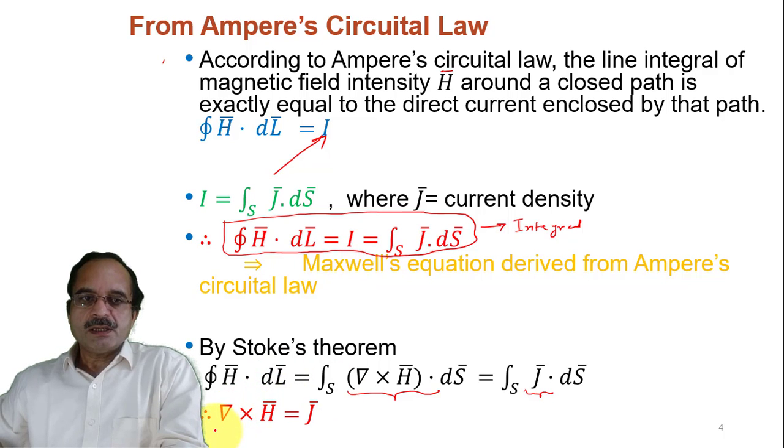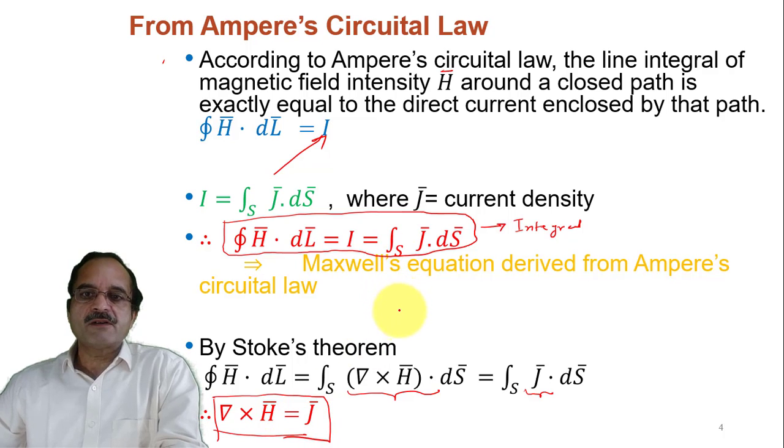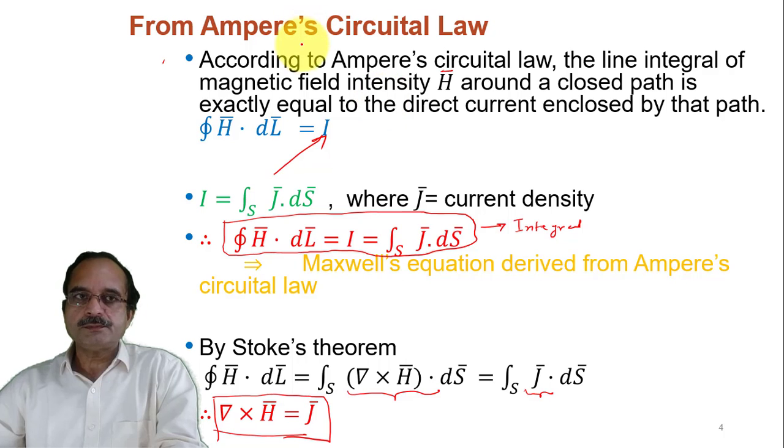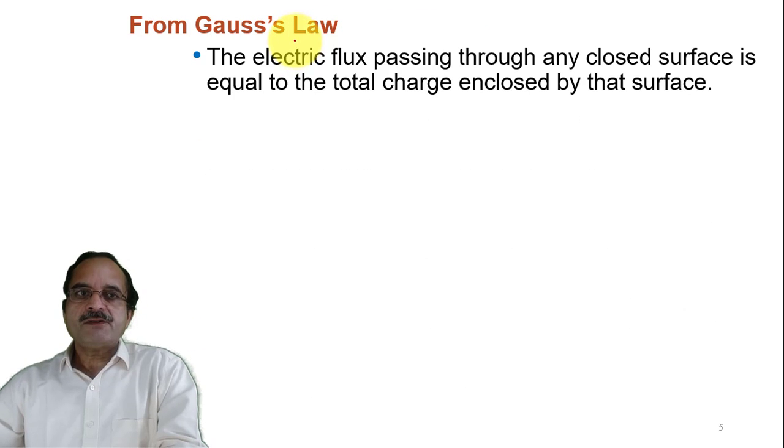So this is the point form of Maxwell's equation derived from Ampere's circuit law. Next one, it is derived from Gauss law. So as per Gauss law, we have seen the electric flux passing through any closed surface is equal to the total charge enclosed by that surface.